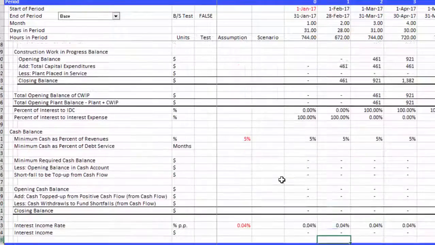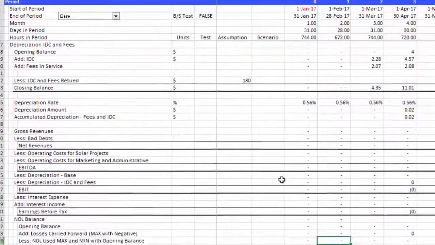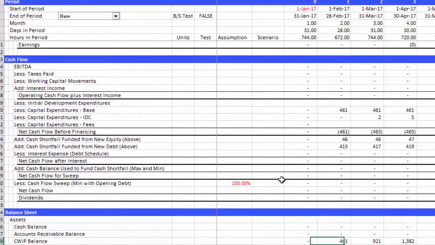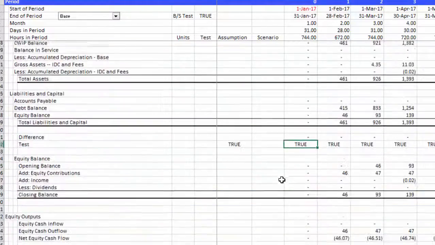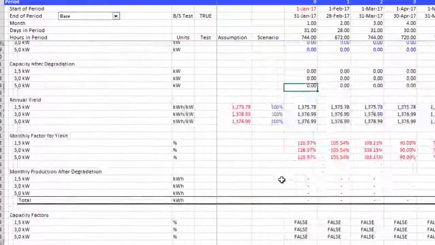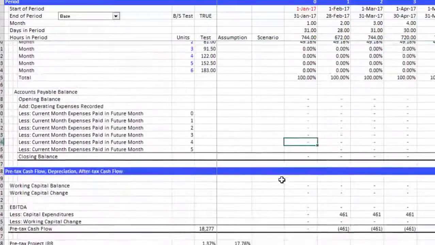Now, just a minute. The really good news is the circular reference went away. Okay. Now I have to copy this across to see if it's still going away, and that's pretty good news as well. And this seemed to be copied, and we have a balance sheet that's balancing. So I'm going to stop here, and I think that's really good enough for a model.